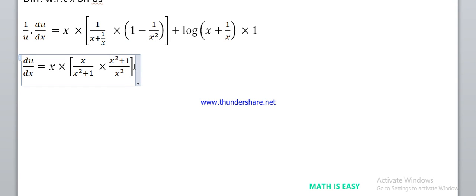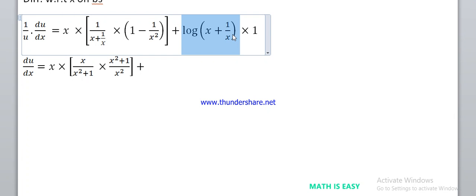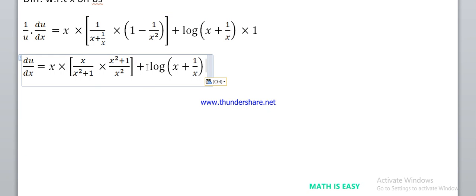And this plus this term is going to remain as it is, because it is multiplied by 1, so multiplying with 1 is no problem. Into 1 by u. 1 by u means, what happens 1 by u?